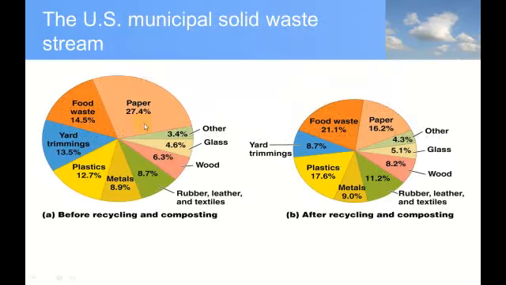Here are some pie charts showing the recycling of material. This is the composition of the waste before recycling. Here it is after recycling, the percentage of different materials like paper and food waste and plastic and metals and other stuff, glass and things like that.